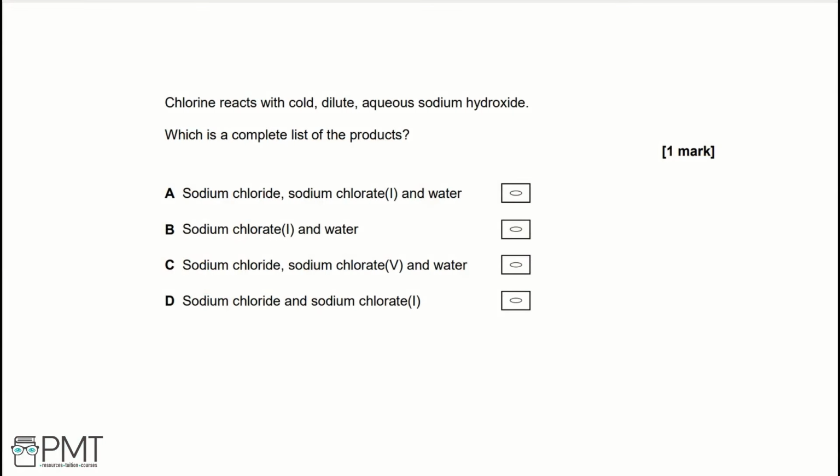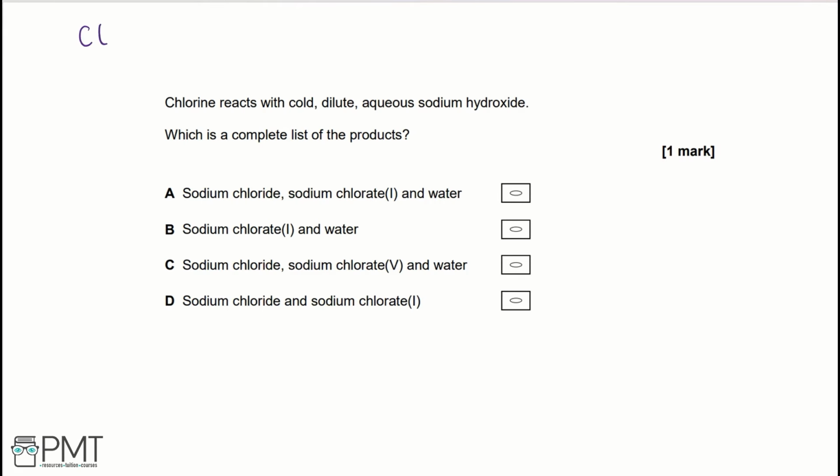Chlorine reacts with cold dilute aqueous sodium hydroxide. Which is a complete list of the products? A. Sodium chloride, sodium chlorate 1 and water. B. Sodium chlorate 1 and water. C. Sodium chloride, sodium chlorate 5 and water. Or D. Sodium chloride and sodium chlorate 1. Let's write the equation for this reaction.